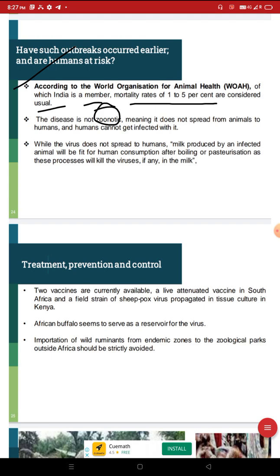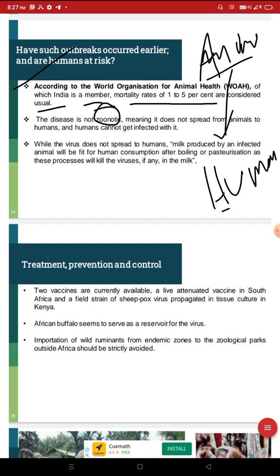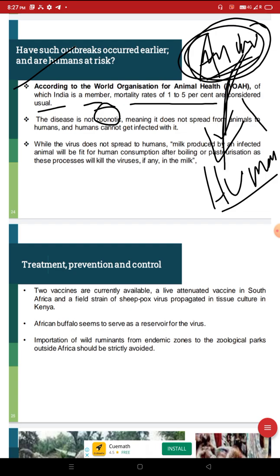Zoonotic means the disease which is transferred from animal to human. This disease is not zoonotic, meaning it is not transferred from animal to human. If a human touches the animal hide or skin, the virus will not transmit to humans. If the animal is in contact with another animal, then the disease can transfer to the other animal, but not to humans. So it is not zoonotic.